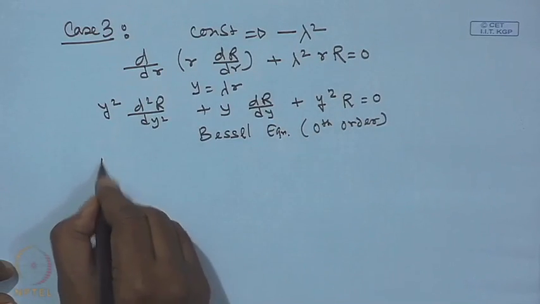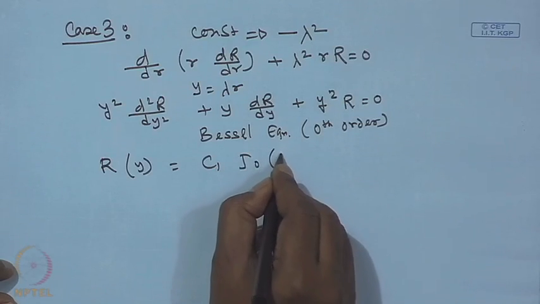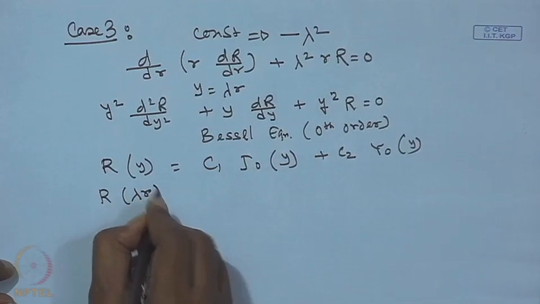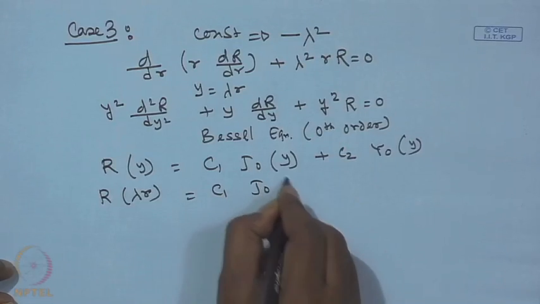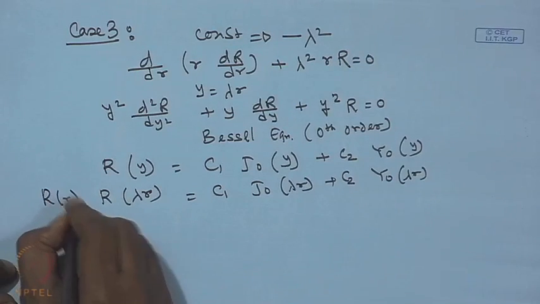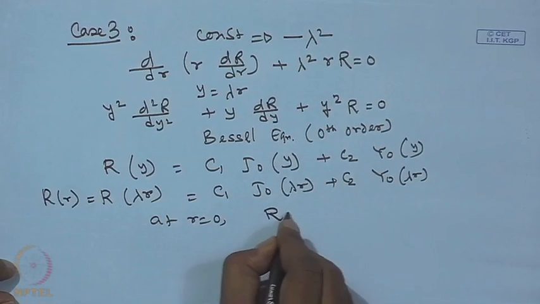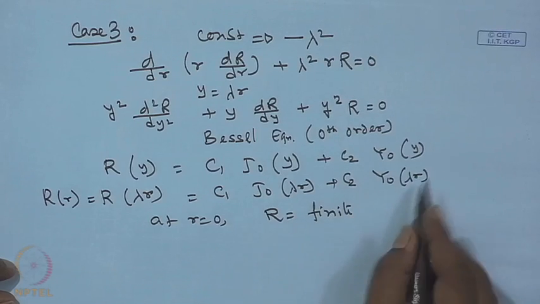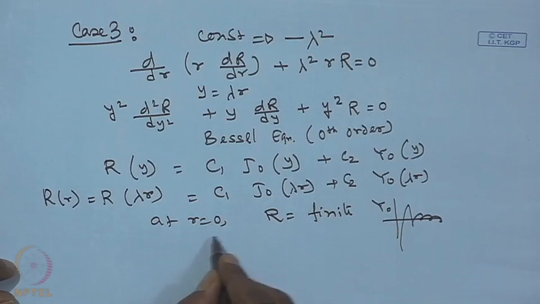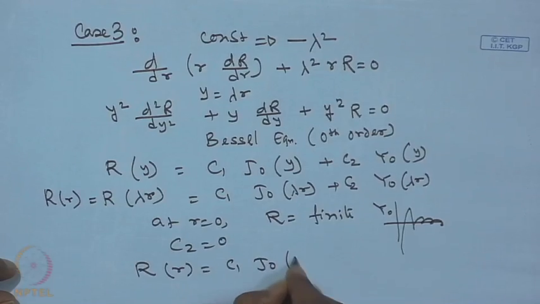and the solution will be constituted of J0 and Y0. So, C1 J0(y) plus C2 Y0(y). So, this becomes R(lambda r) is equal to C1 J0(lambda r) plus C2 Y0(lambda r). So, this is nothing but R of r. Now, let us look into the boundary conditions at r is equal to 0, capital R is finite. That means, if you look into the property of the Y0 function, Y0 is infinite at r equal to 0. So, to make it a finite value, the associated constant must be equal to 0. So, therefore, R of r is nothing but C1 J0(lambda r).